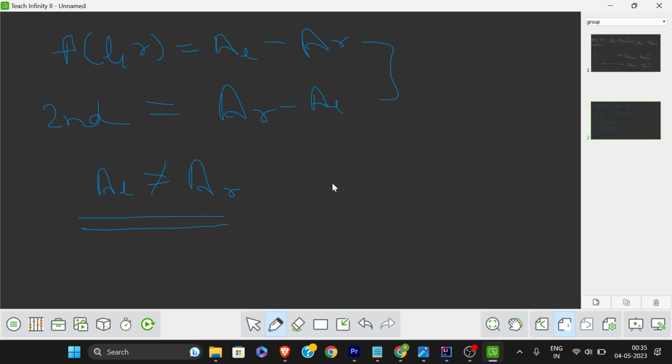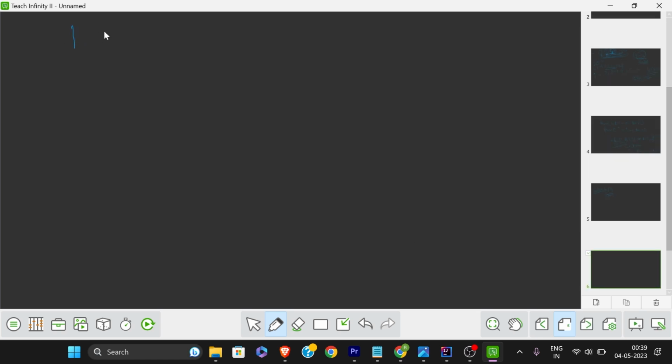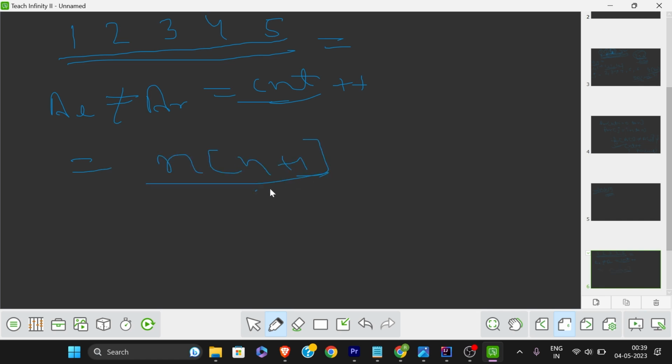Now let's discuss the brute force solution for this problem. So the example is 1 2 3 4 5. What we observed previously is, if a of L is not equal to a of R, then we just need to count plus plus. And if you carefully observe, the problem statement is to count the number of subarrays. And how will you count the number of subarrays? n into n plus 1 divided by 2. So this is the count of the number of subarrays.